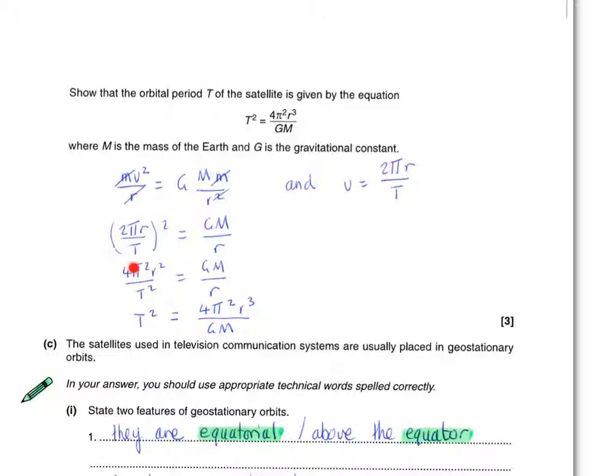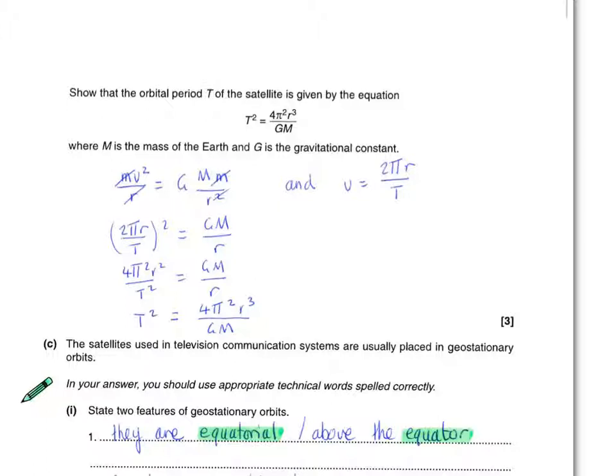So we end up with (2 pi r upon T) squared is GM upon r, and then you've just got to do some appropriate manipulations. So (2 pi r) squared upon T squared is 4 pi squared r squared over T squared, equals GM upon r. And then I just multiply both sides by T squared, divide both sides by GM, multiply both sides by r, and I end up with T squared is 4 pi squared r cubed over GM, which is what I was asked to find. Standard derivation, you are expected to know that, please make sure that you do.